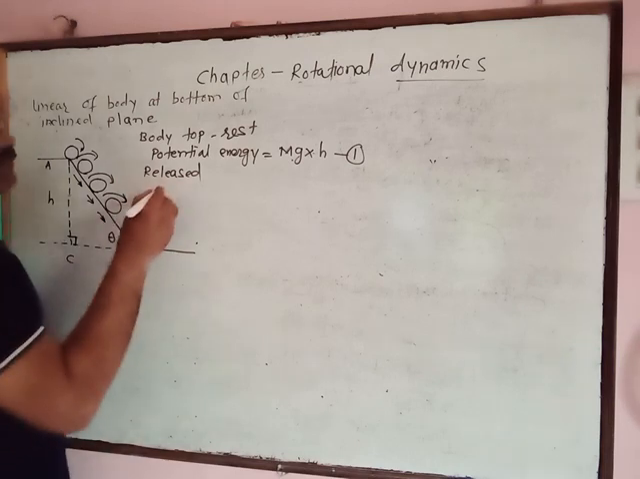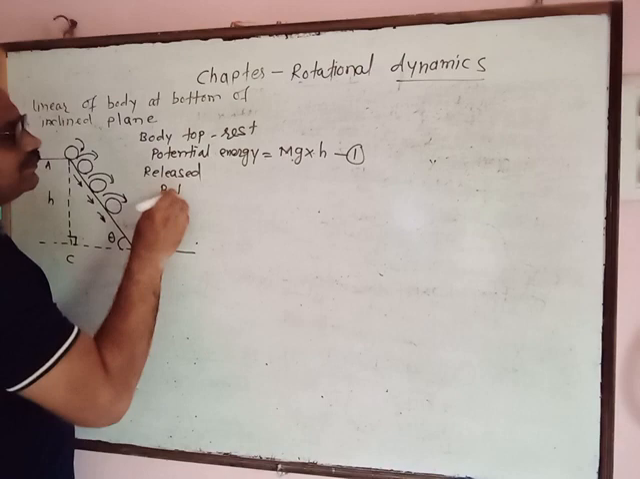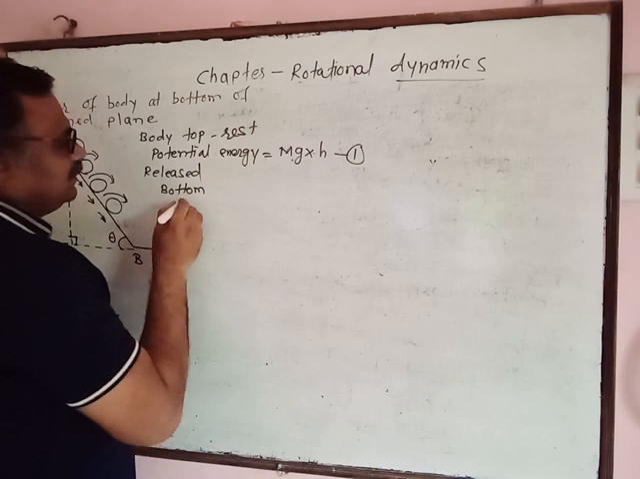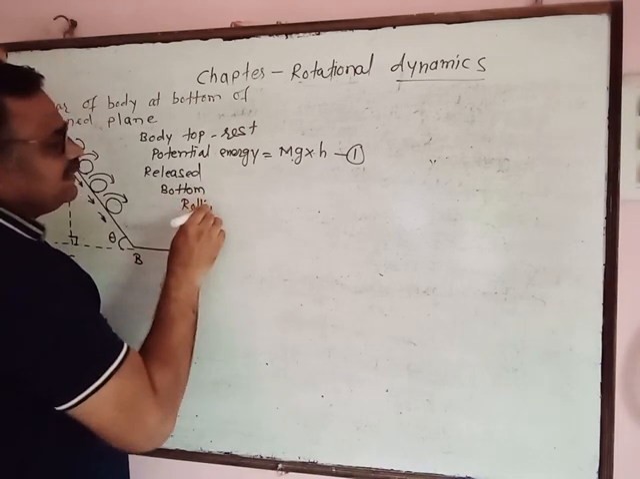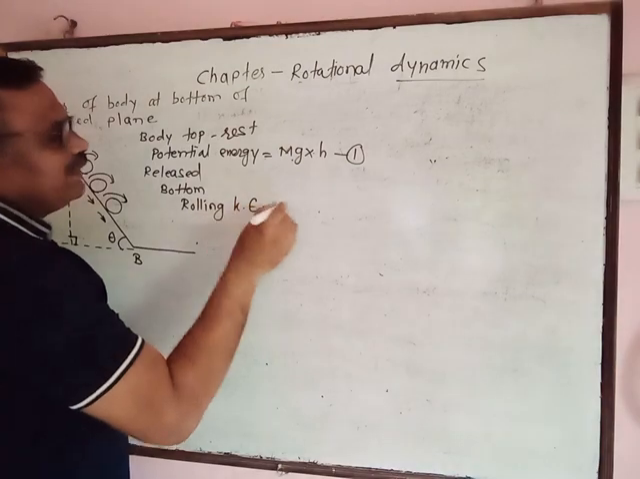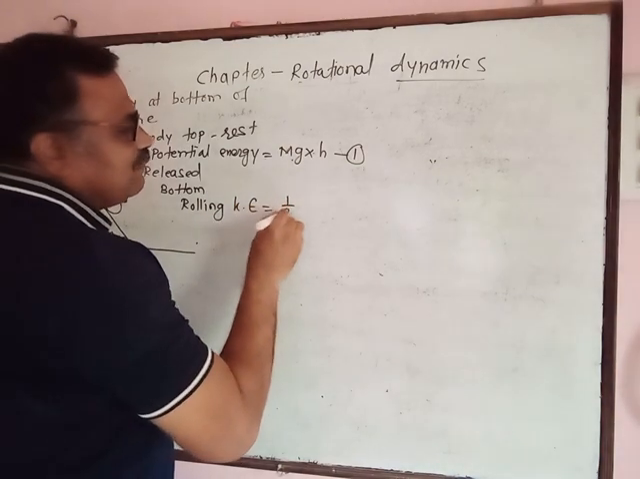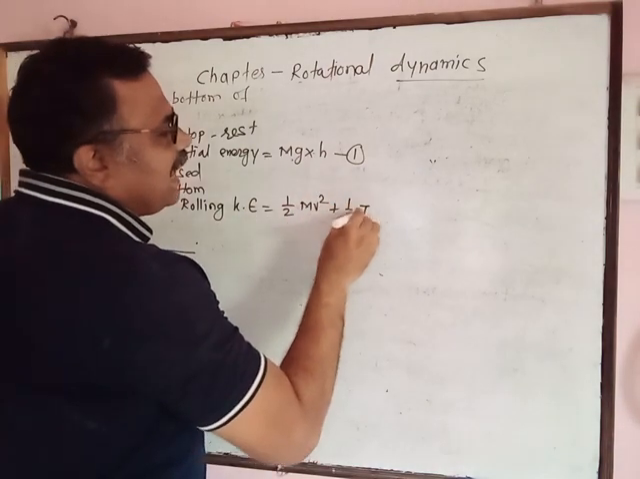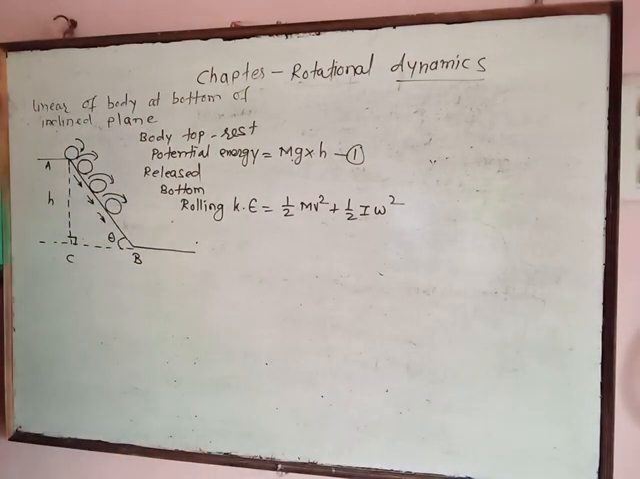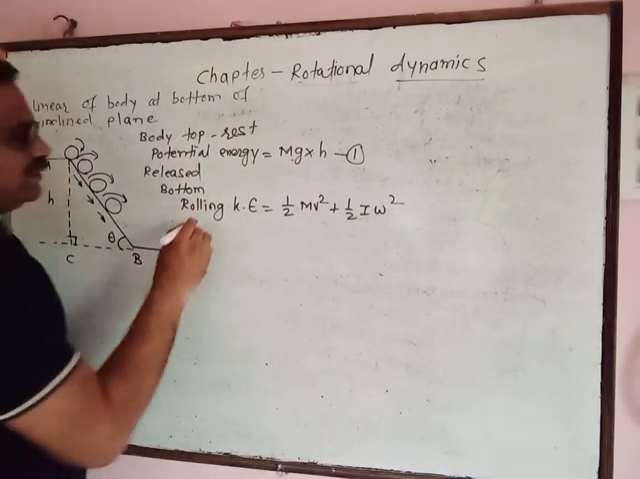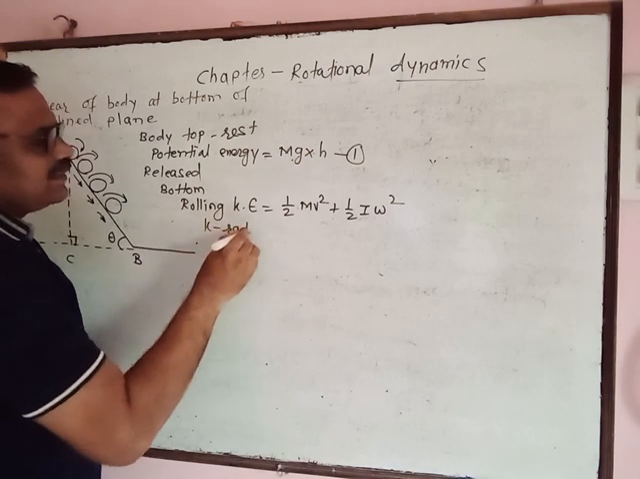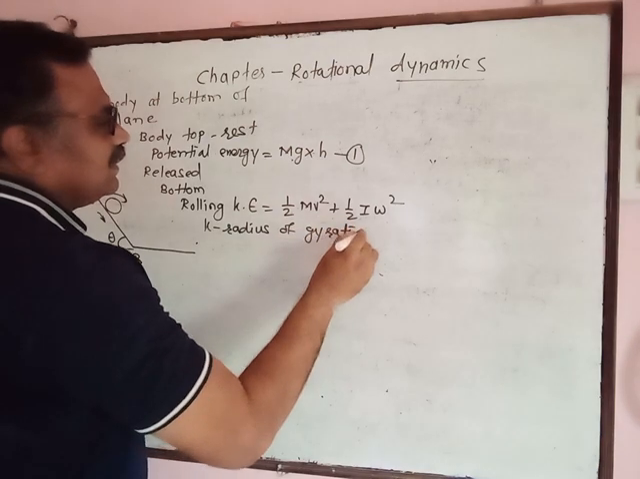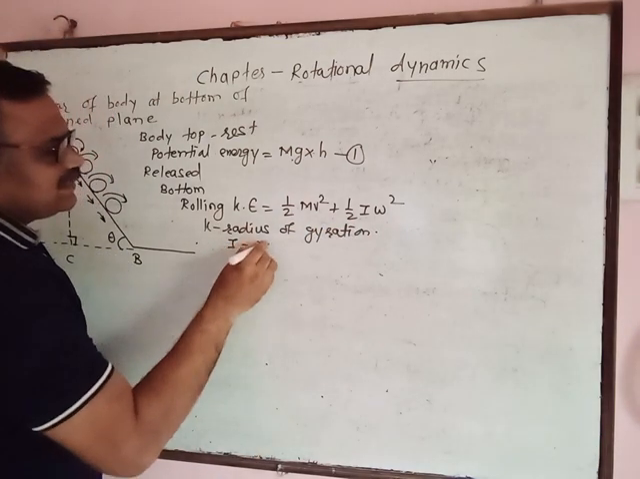Therefore, when the body reaches the bottom, we calculate the energy of the body. This is known as rolling kinetic energy. And we know rolling kinetic energy is equal to 1 by 2 mv square plus 1 by 2 I omega square. Now let us consider K, the radius of gyration, and therefore I can be written as mk square.